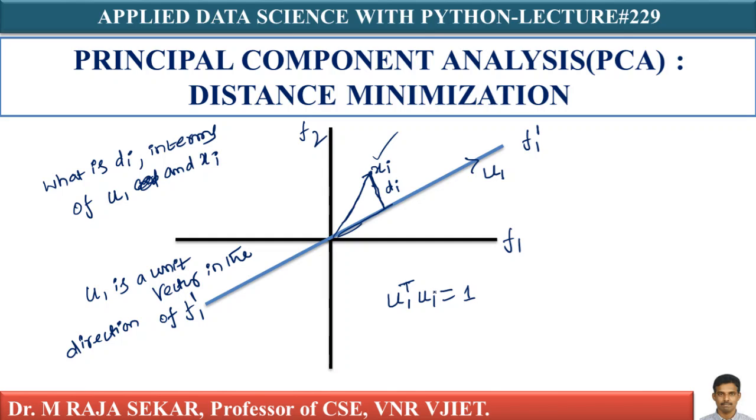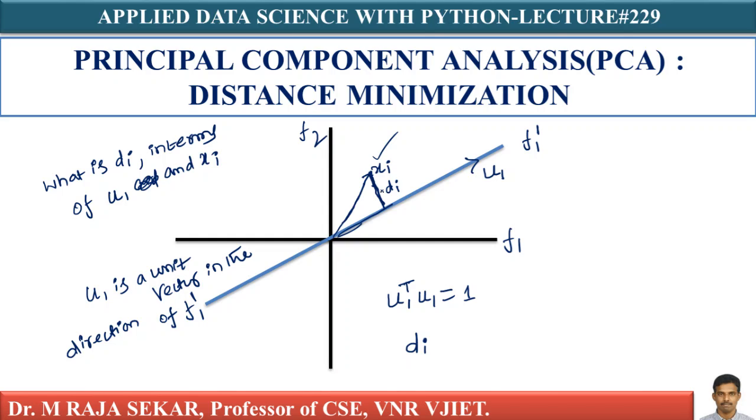Now, what we want to find is the distance di. I need distance di. What is this distance? This is the perpendicular distance. Let's try to use Pythagoras theorem. Just try to recall Pythagoras theorem. According to Pythagoras theorem, you can find this distance.